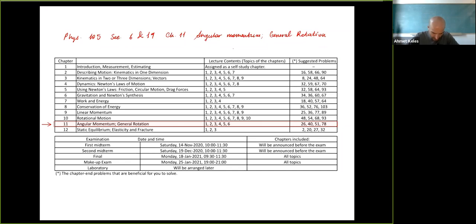So this week I'll continue talking about rotational motion, and I am going to introduce a new concept called angular momentum. By using the machinery we introduced for angular momentum, we will be able to describe more general rotations, more general than the ones we introduced last week. So let me start.